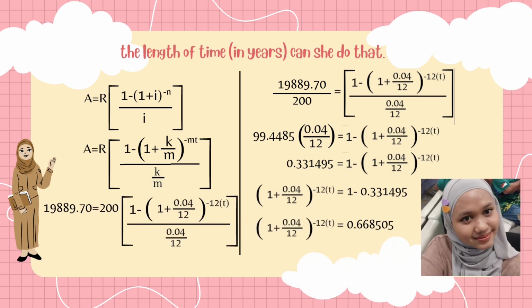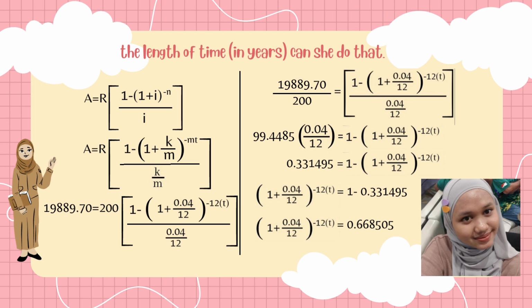After that, we will use another formula to search how the length of time that Madam Christina can take out 200 ringgit. So now, we use formula, which A equals to R, open bracket, 1 minus 1 plus K divide with M, close bracket, power of minus MT, and after that, we divide with K divide M. After that, we substitute the formula with the information that given. A is 19,889 ringgit and 70 cents, then equals with 200 ringgit, and then replace the K and M amount.